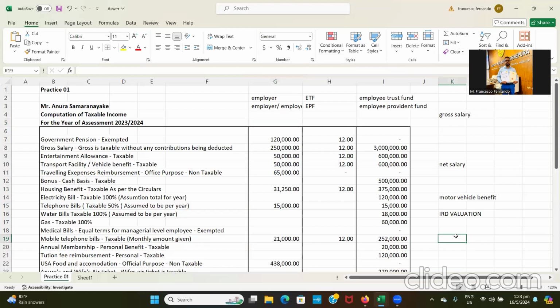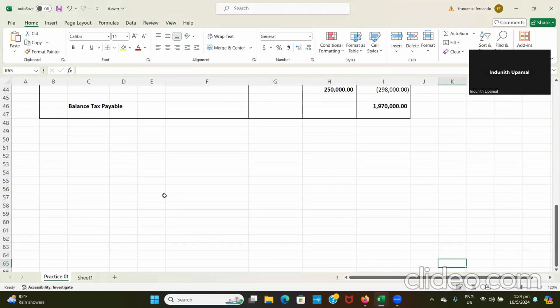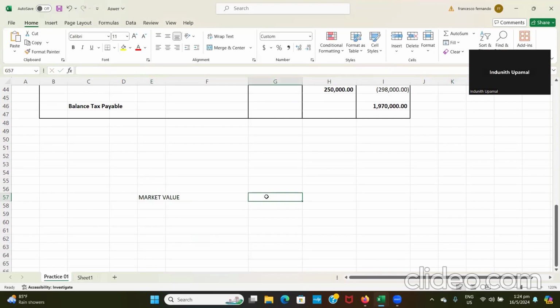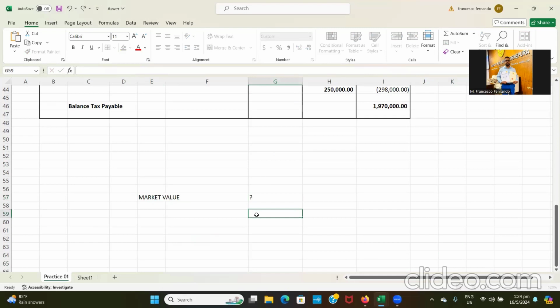Now here, normally in taxation we must check, for motor vehicle as well as for the rent, whether market value is given, right? Market value is given. Sorry. Now, as per this scenario, there is no market value.